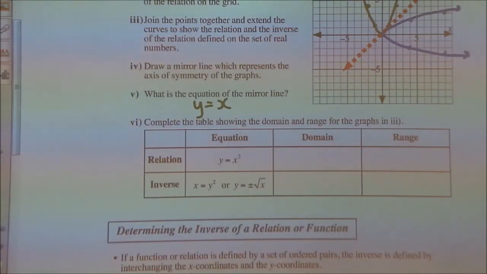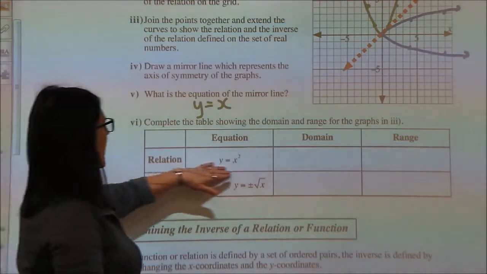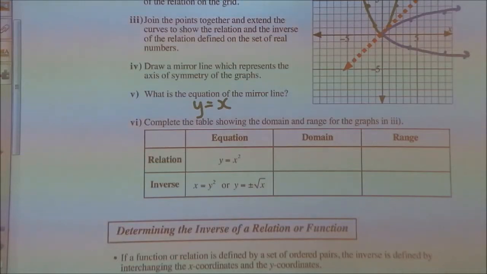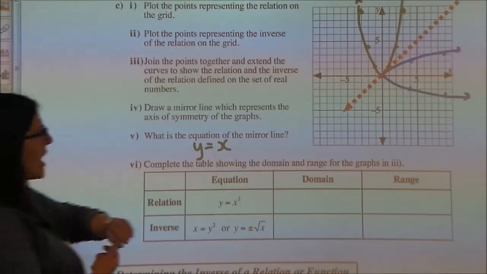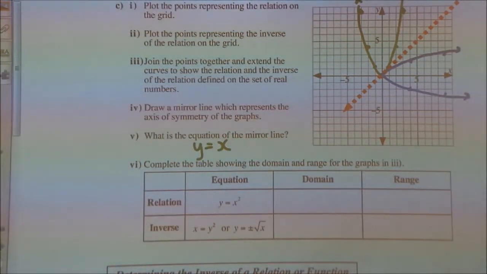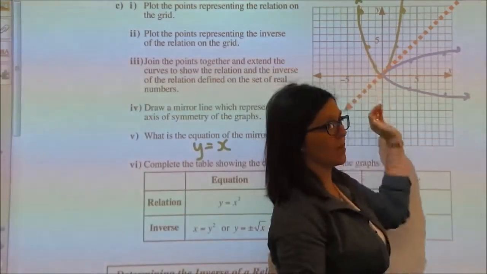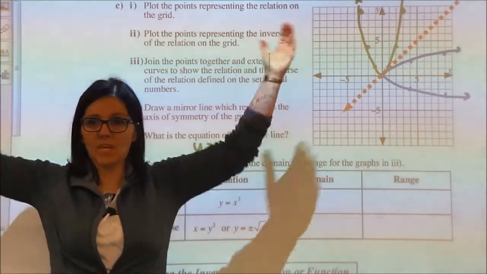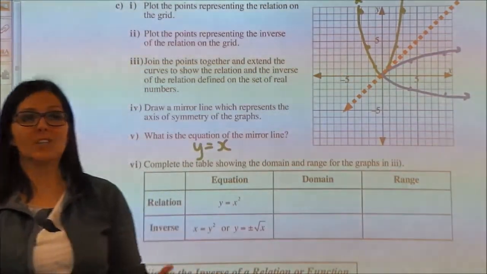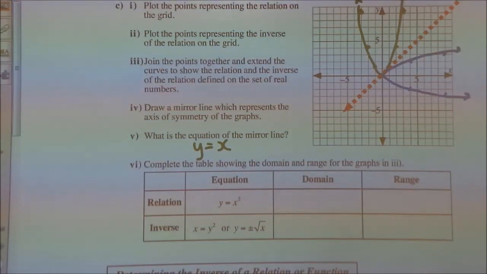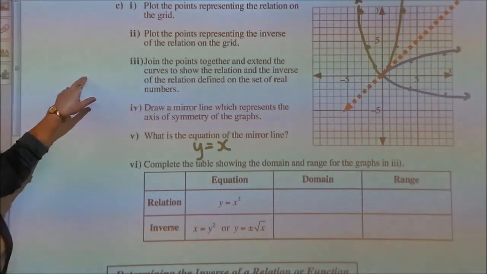So if we finish completing this chart, the equation of my original function was y equals x squared. The domain of that function, that's the function I have in green. What are my possible x values? What happens to this parabola as it extends up? What does it keep doing? It keeps getting wider and wider. So the question to ask when you're looking at domain is, is there an x value that I can't have? So could I have an x value way over here?